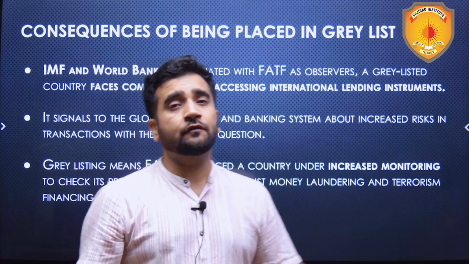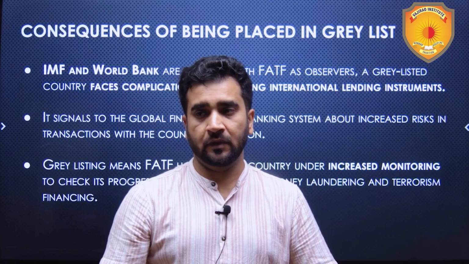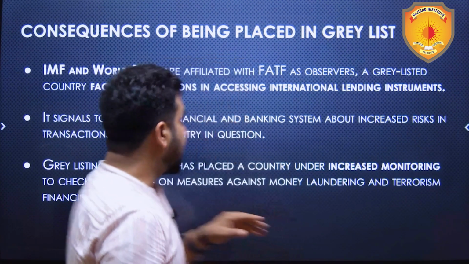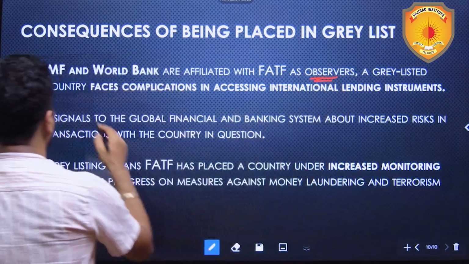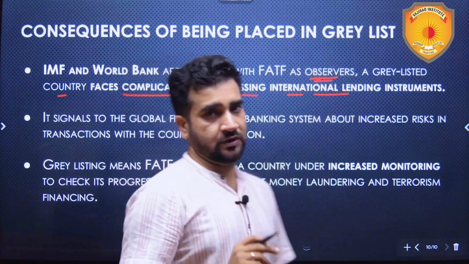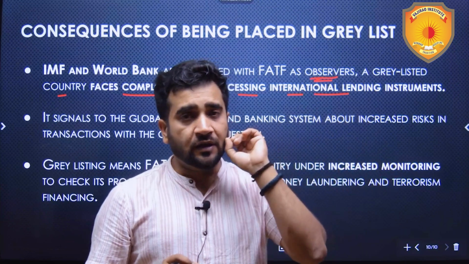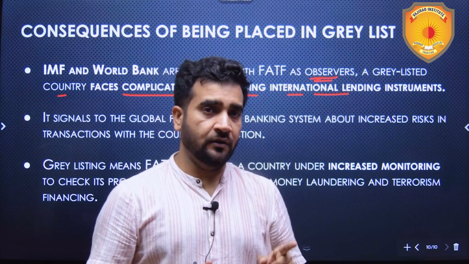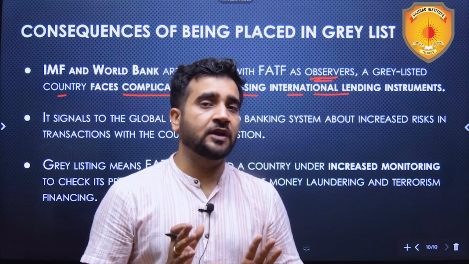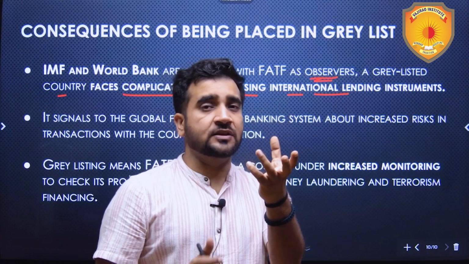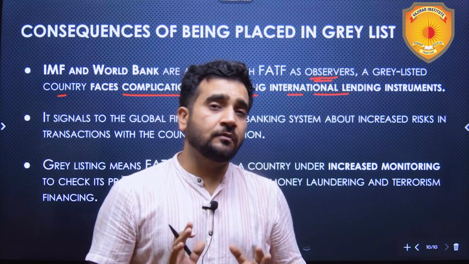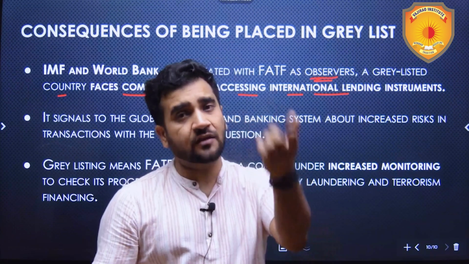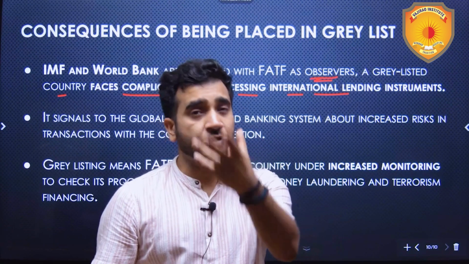Now you need to understand what are the consequences of being placed in the grey list. Now IMF and World Bank, two financial institutions under the aegis of United Nations, are there. They actually serve as observers, and a grey listed country faces complications in accessing international lending instruments. It is not that World Bank and IMF will clearly refuse to give lending because one is there in the grey list. Remember, being in the grey list, it has not been proven that terror financing or money laundering is being done. It is suspected. But if you are there in the grey list, then World Bank and IMF can make it difficult for you. It does not mean that it can definitely not lend. It can refuse to lend you money, or it can lend you with its own terms and conditions.